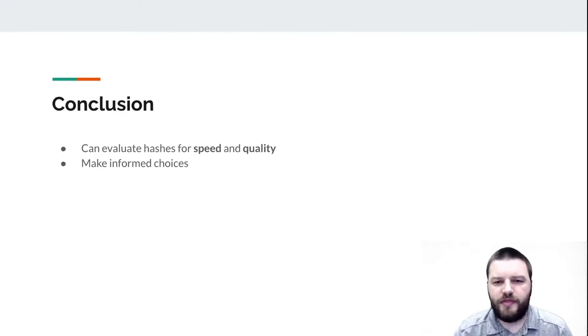In conclusion, the methods presented here can be used to evaluate hash functions for speed as well as quality, which in turn can be used to make informed decisions on which hash function fits best, whether it's better to have a very fast function, the highest quality hash function, or something in between. These methods can hopefully help you make the right choice.